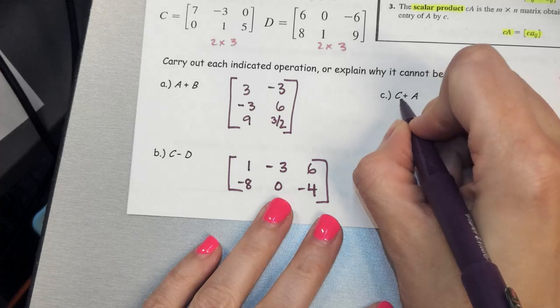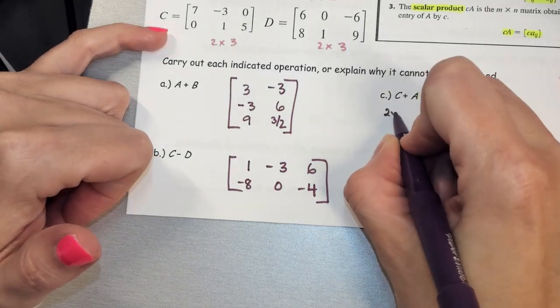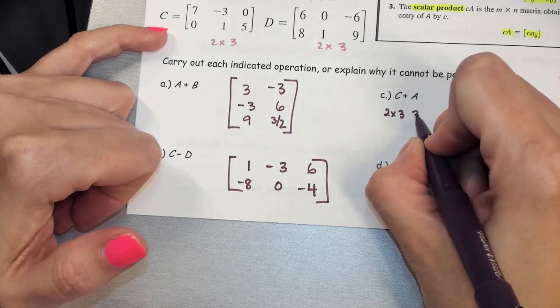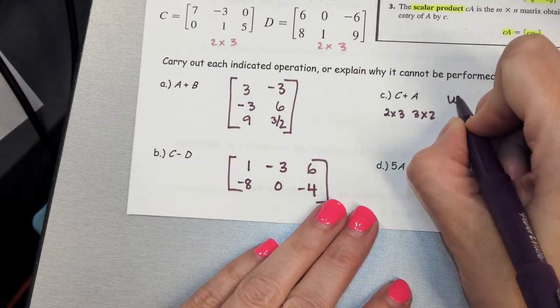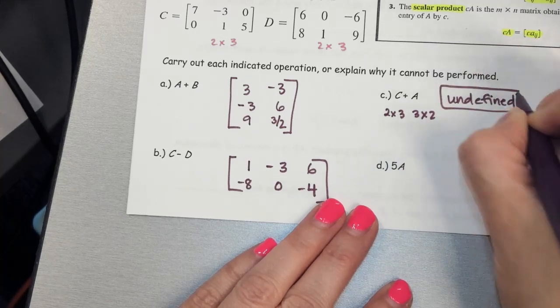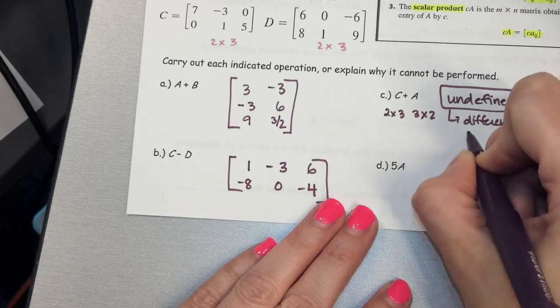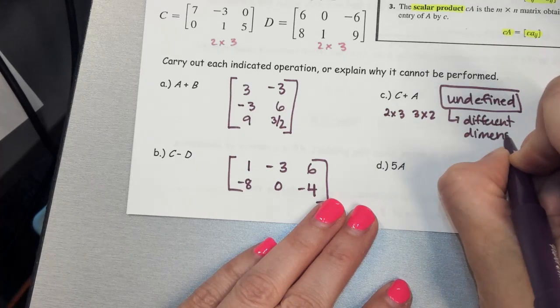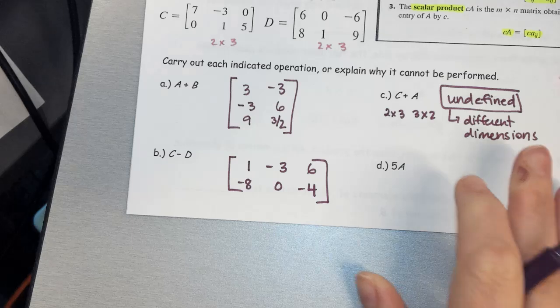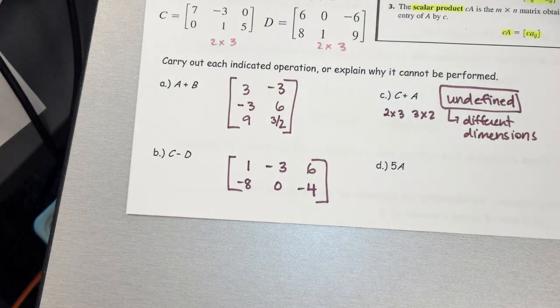Okay, no. All right. Now, when you try to add the C plus A, C is a 2 by 3. A is a 3 by 2. So we're going to say undefined. It says explain why. All you have to say is that they're different dimensions. Okay, different dimensions.